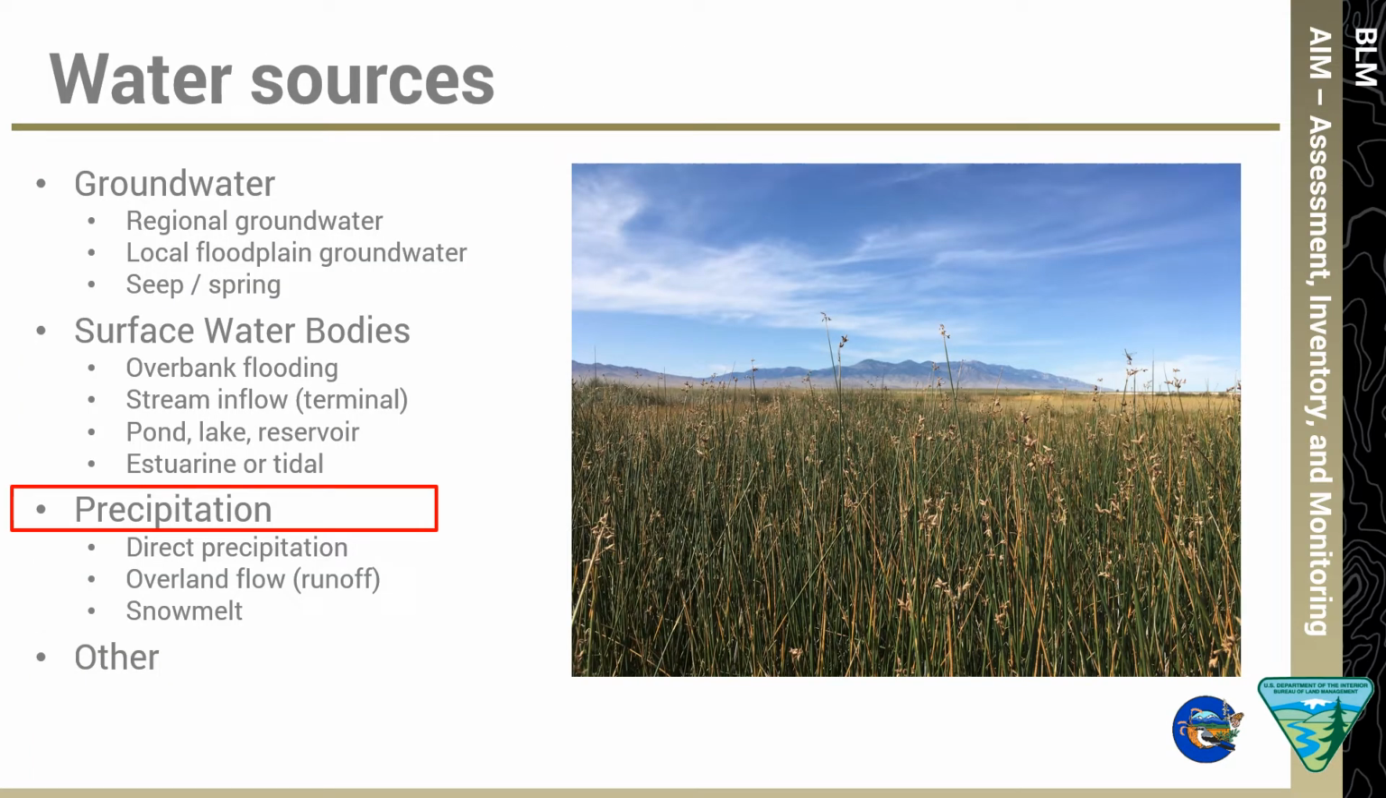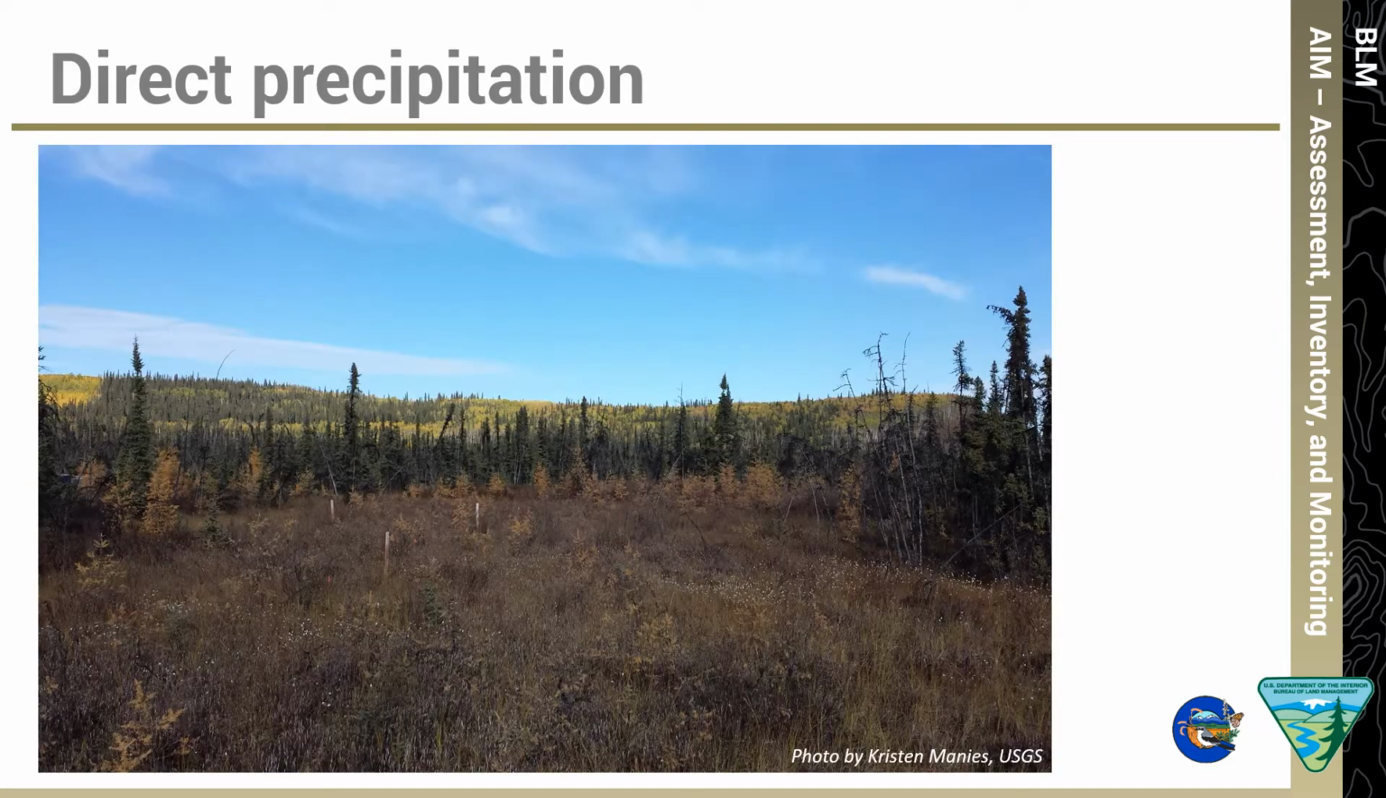The third set of water sources are related to precipitation. They include direct precipitation, overland flow, and snowmelt. Wetlands dominated by direct precipitation are restricted to areas with high seasonal or annual precipitation. Very high amounts of precipitation can support bog wetlands, which are saturated wetlands isolated from groundwater sources. To assign this as a water source, consider whether direct precipitation is the wetland's predominant water source, not whether the wetland occasionally receives precipitation. Wetlands driven by precipitation are rare in the arid West, but common in Alaska.